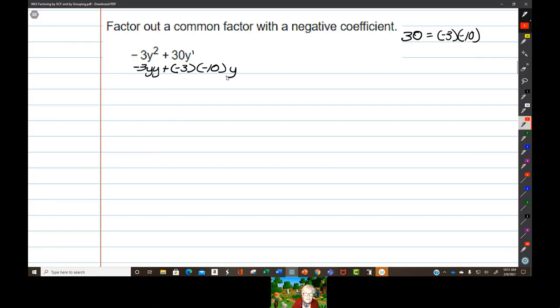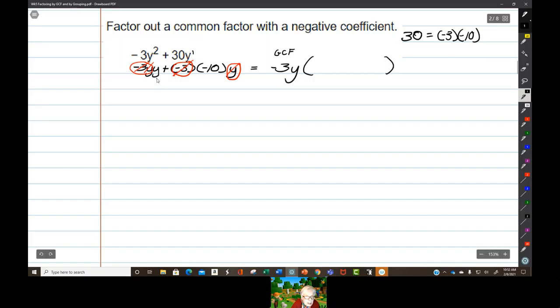Each term has a negative 3 and a y. I just prefer circling things. It's not as neat, but it's me. Negative 3y, that's my GCF. All right, now I'm going to mark through negative 3y, there, there, there, so that I can see my leftovers clearly.